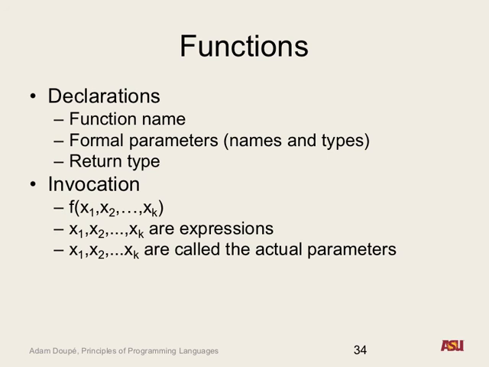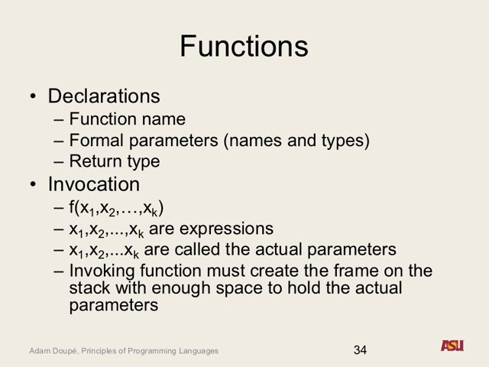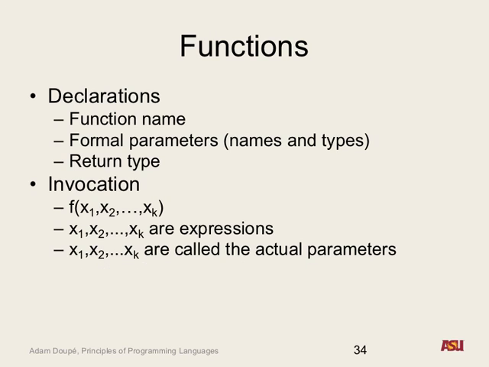So this is when we separate: x1, x2, xk are going to be the actual parameters of the function. So when we invoke a function, we are setting actual parameters. In the definition, the declaration of that function, we have the formal parameters. So going back to what we knew, when we talked about function frame, we talked about the function frame on the stack of the local variables.